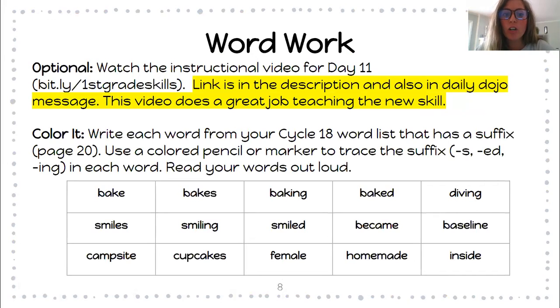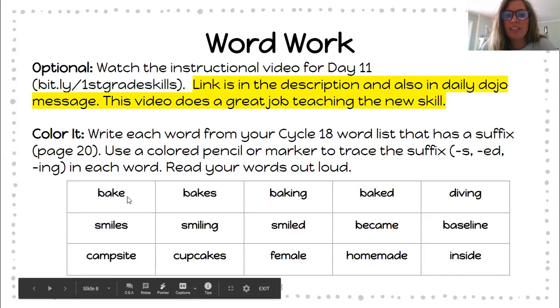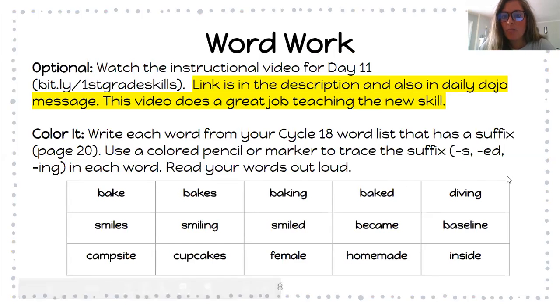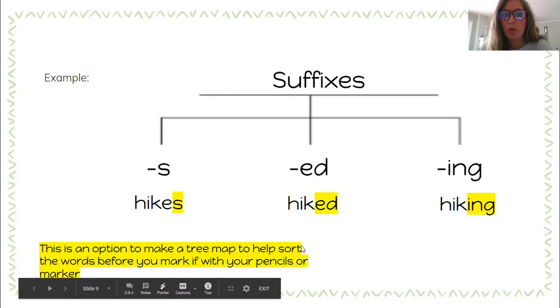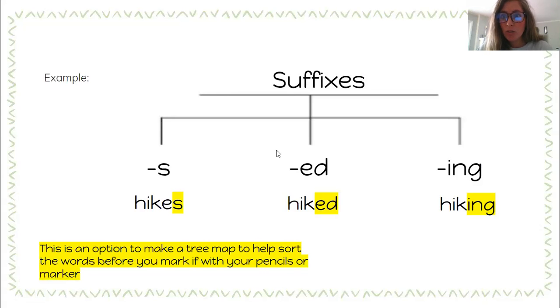After you have watched the video and learned the skill for this week that goes with this cycle, you're going to write each word from cycle 18 that has a suffix. And you're going to use a colored pencil or a marker, and you're going to trace the suffix. So if it ends in an S, ED, ING, you're going to write those out, and you're going to read those words out loud. So I have the example. These are all of the words for cycle 18. And I have an example here on the next slide of how you could do it in your notebooks. So for example, you could make a tree map.